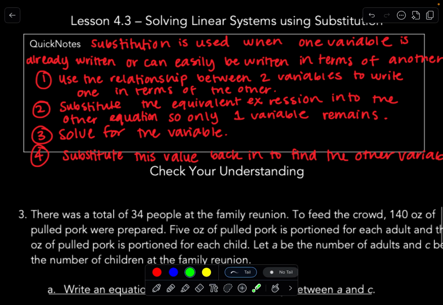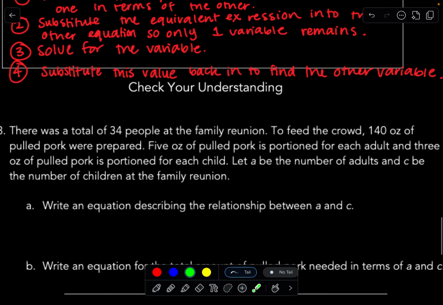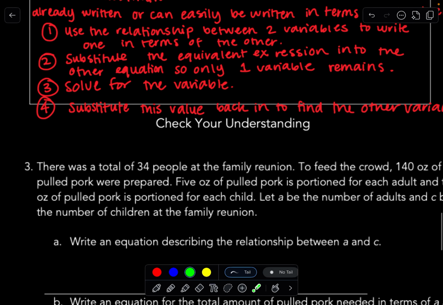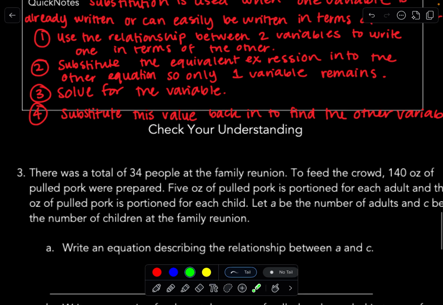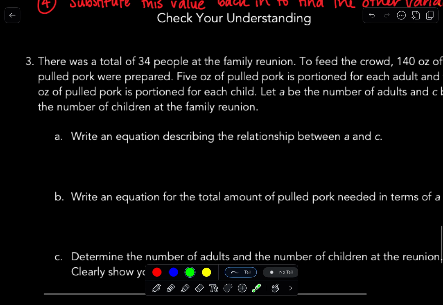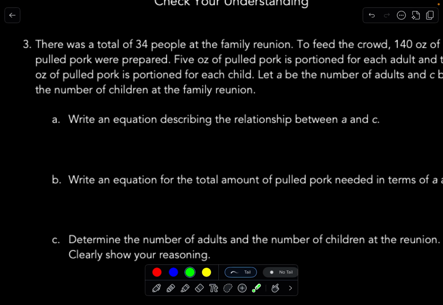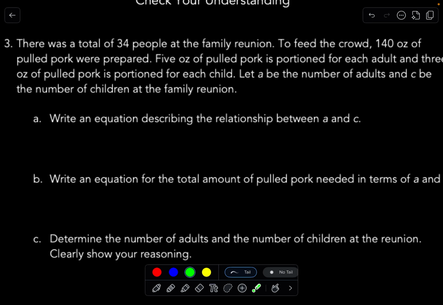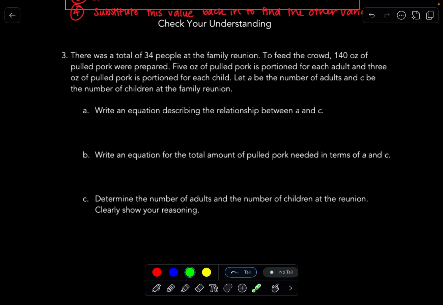All right, so luckily this is already put into yours, because I decided that having you write it takes too much time, and as long as you understand what the learning targets and the quick notes are, you're fine. So let's do this last one. There was a total of 34 people at the family reunion. To feed the crowd, 140 ounces of pulled pork were prepared. 5 ounces of pulled pork is portioned for each adult, and 3 ounces of pulled pork is portioned for each child. Let A be the number of adults and C be the number of children.